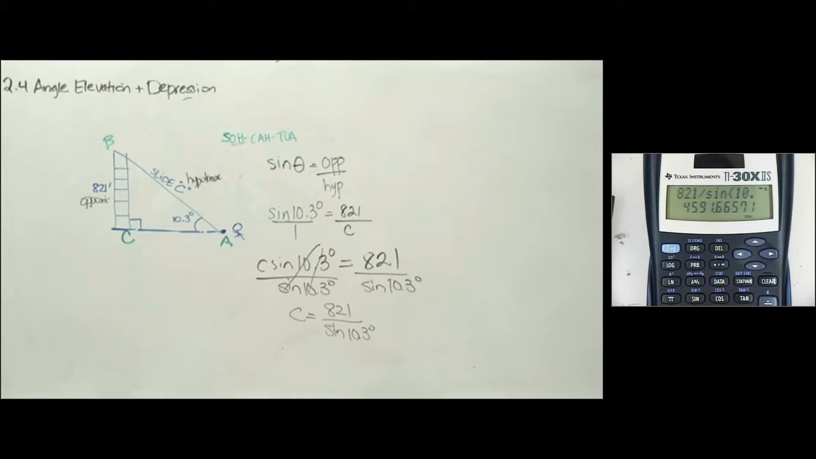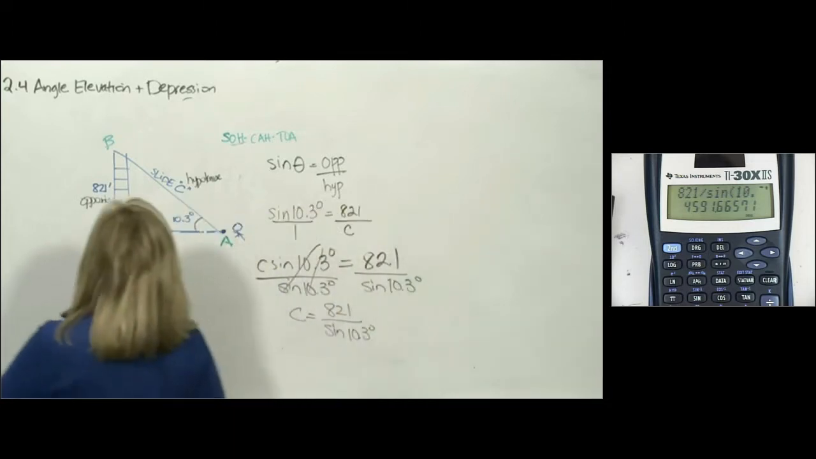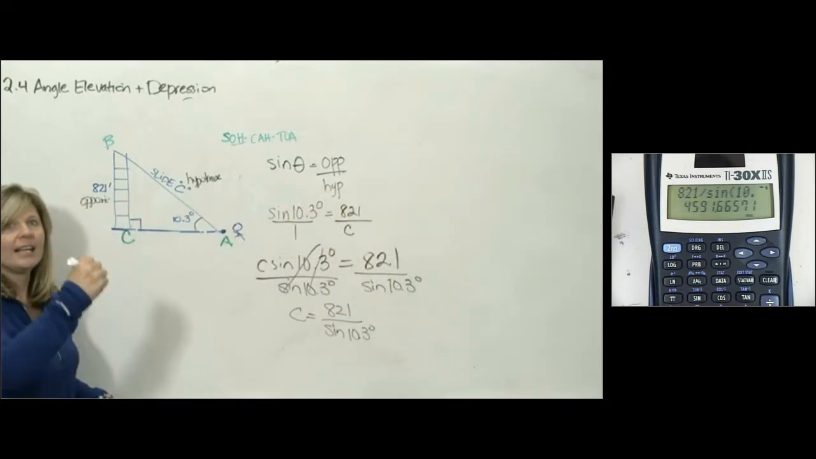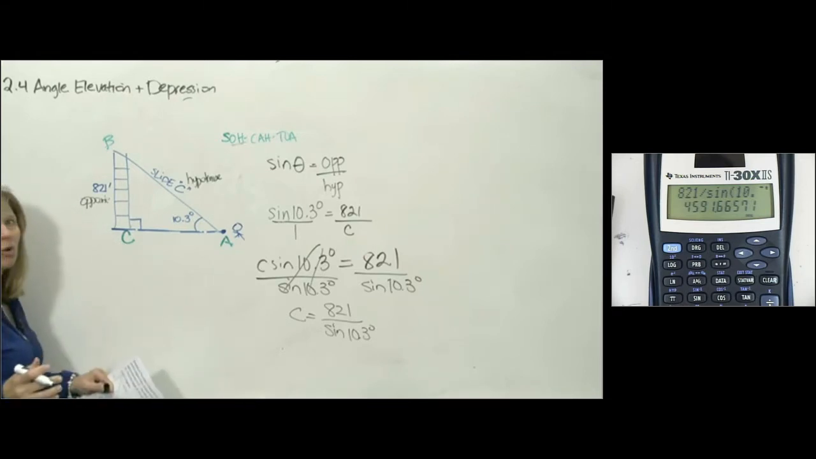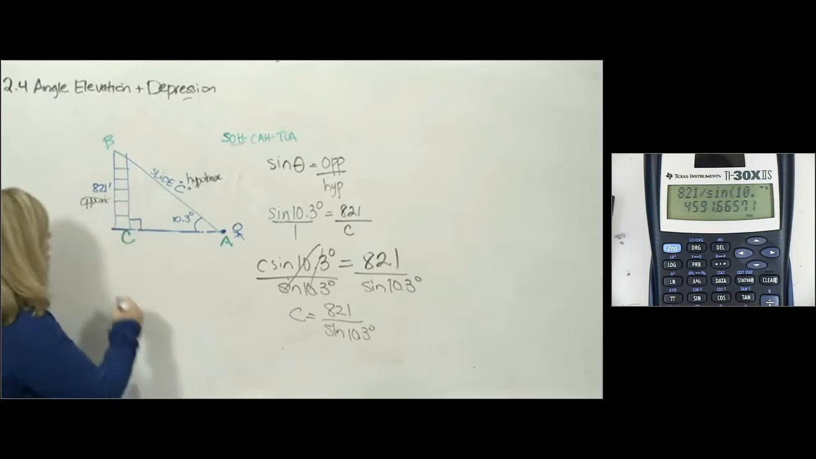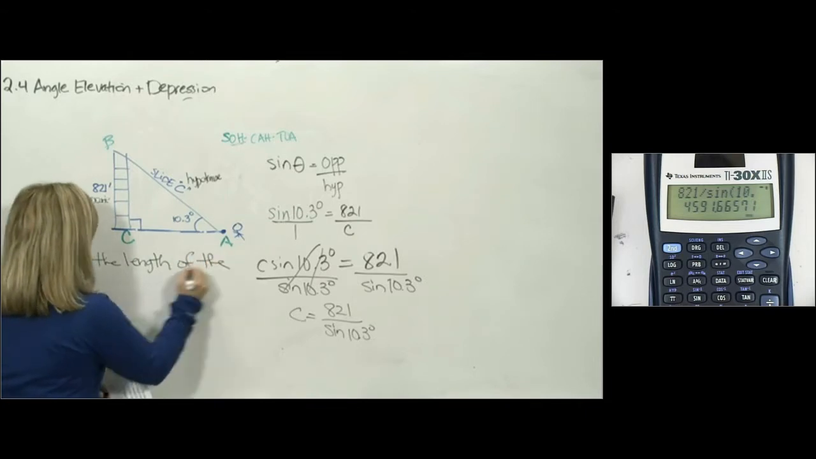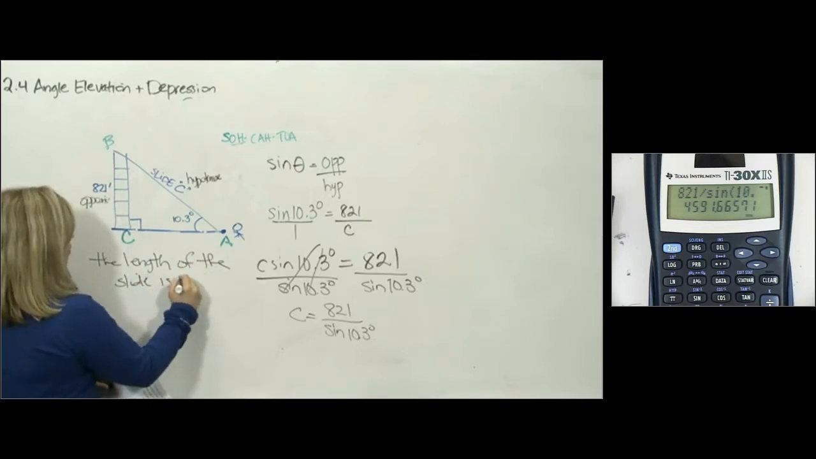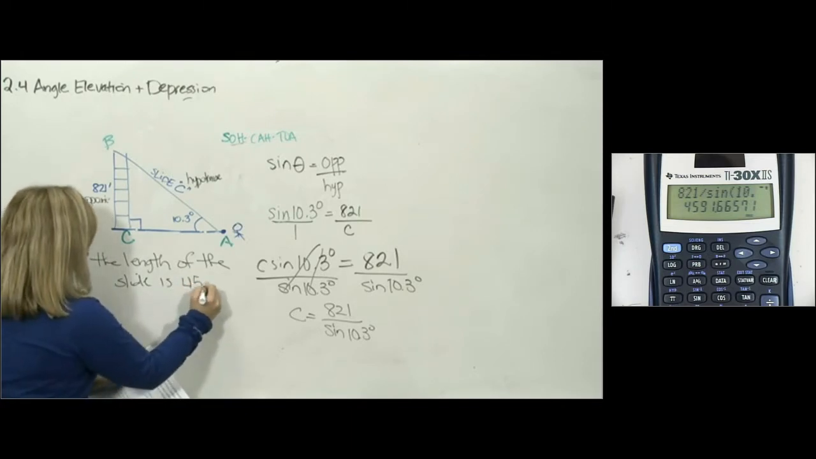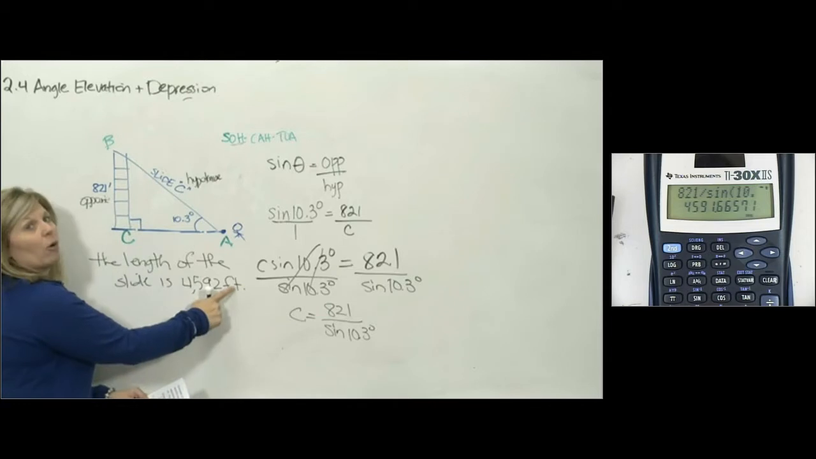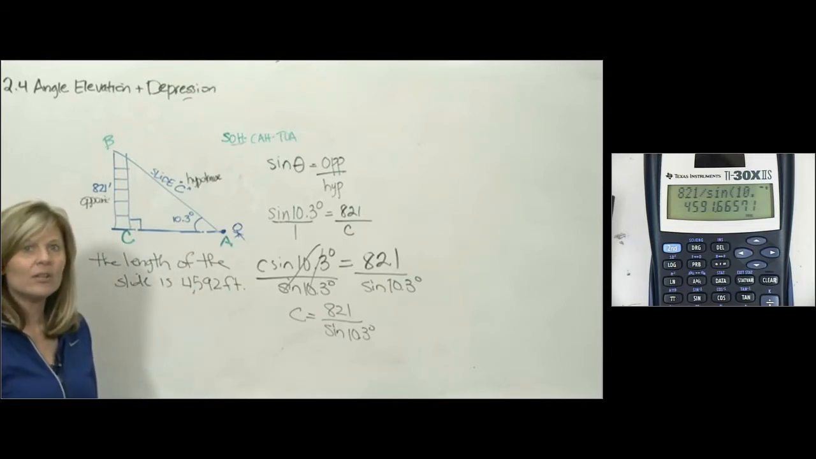Now it says to round to the nearest foot. So I'm going to put my finger on the nearest foot, the digit's 1. Behind it's a 6. So if that's 6 or higher, this will go up to 2. It is important in a word problem to answer the question. So you should write in words, the length of the slide is 4,592 feet. I know that's crazy for you to write in math, but that's what you should write. And don't forget your units. See how easy that was?